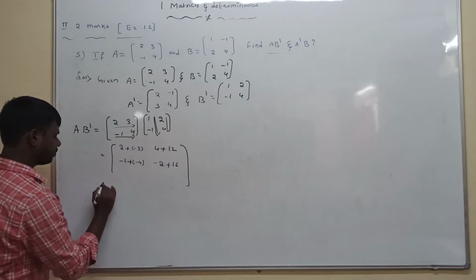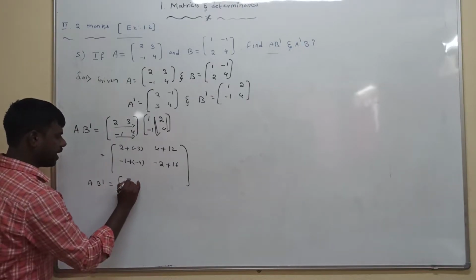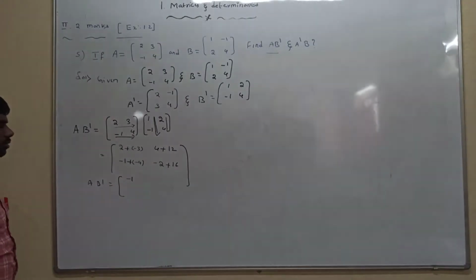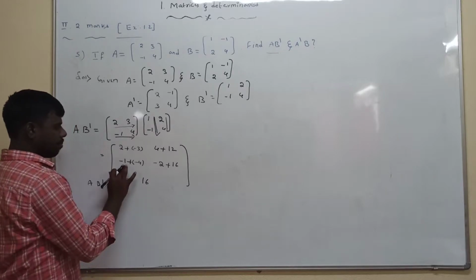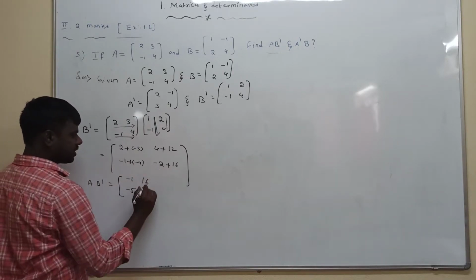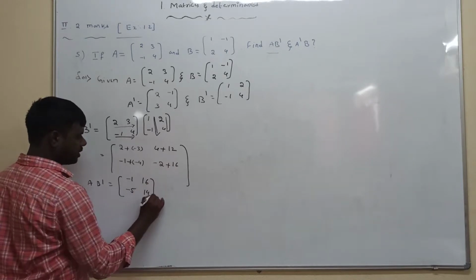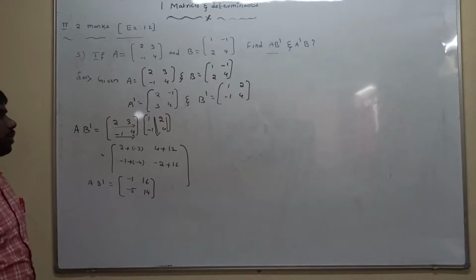Finally we got A into transpose of B matrix: 2 minus 3, that is minus 1; 4 plus 12, that is 16; minus 1 minus 4, minus 5; minus 2 plus 16, that value is 14. This is the required solution for A into transpose of B.